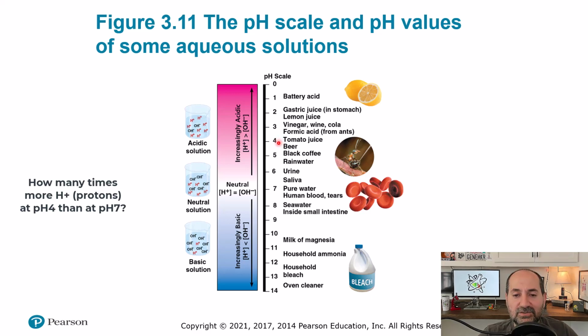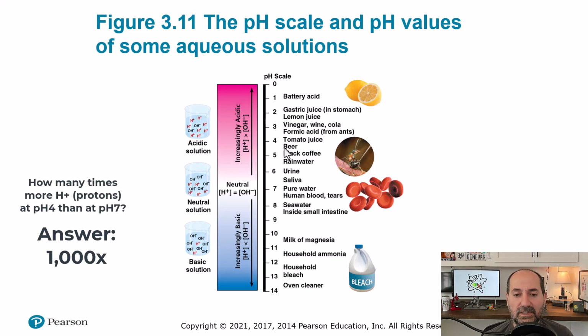So what would be the answer? Well, from pH 7 to pH 4, you have 10 times 10 times 10. Okay, that's how you answer it. So what's 10 times 10 times 10? That's 1,000, isn't it? So the correct answer is at pH 4, you have 1,000 times the proton concentration than an equal volume solution at pH 7, right?